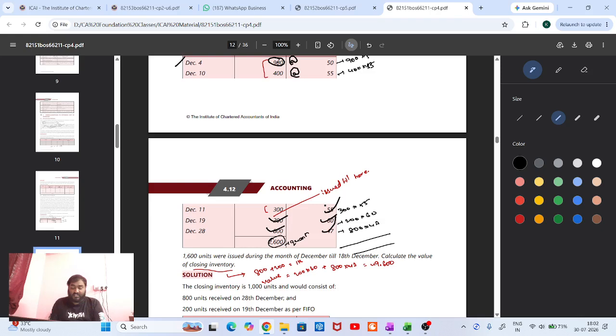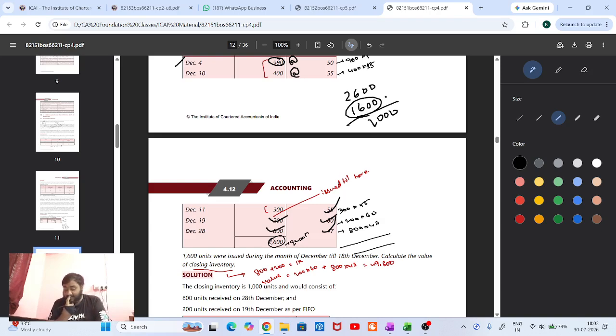This is the question. 1600 units were issued during the month of December till 18th. Calculate the value of closing inventory. We have total inventory lying with us of 2600 quantity, but 1600 is issued. 1600 value of inventory is sold, so the remaining is 1000.